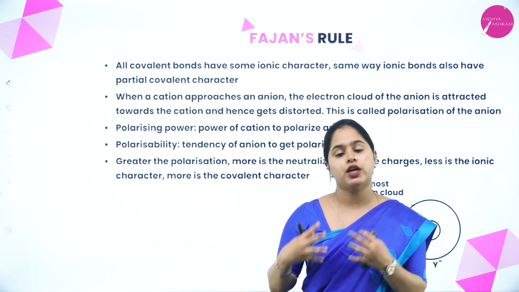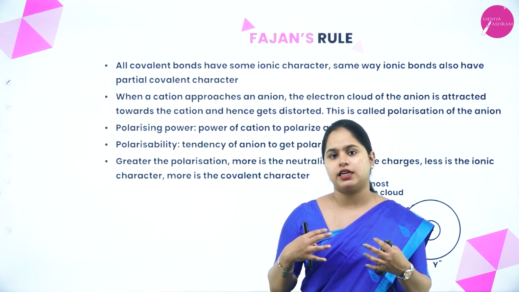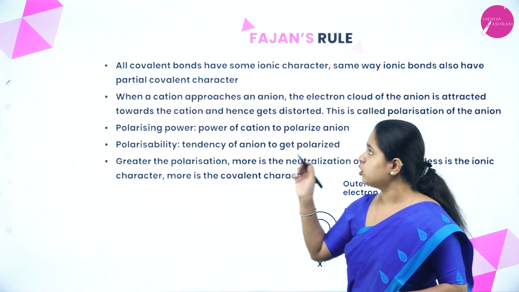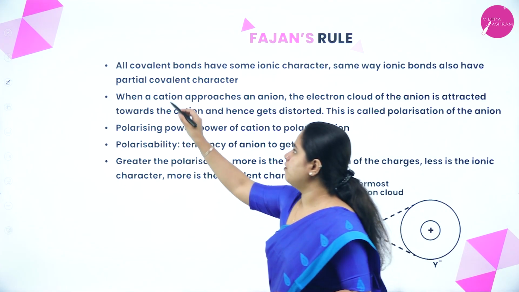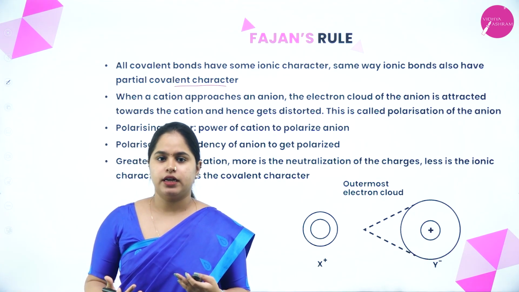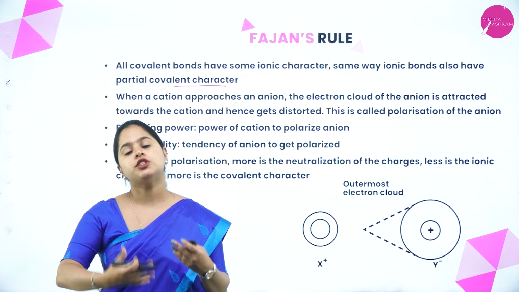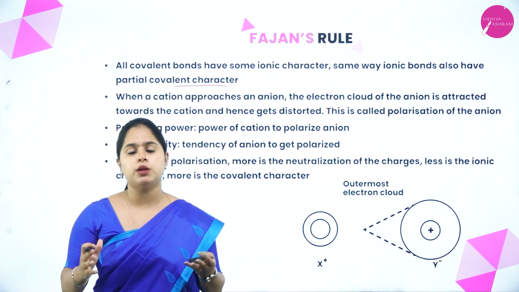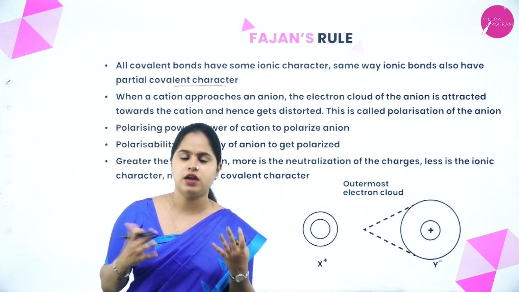And in the same case, ionic bond will not be completely ionic. Even that will be having a little character of covalent. So, as you can see here, all covalent bonds have some ionic character. Same way, ionic bonds also have partial covalent character. So, in Fajan's rule, we are going to study how much of this covalent character will be present in an ionic bond and how much of ionic character will be present in a covalent bond. No covalent bond or ionic bond is completely covalent or ionic. It will be having some characteristics of the other as well.